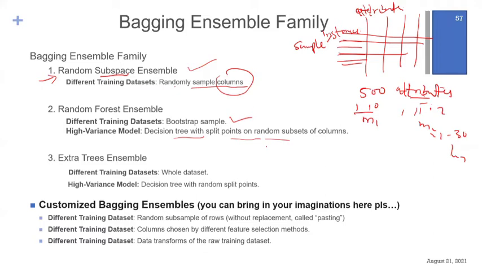This is where the name random forest came from. Random forest is a bagging algorithm that arises out of the combination of several decision trees. Because when you have a tree, this is a tree, this is another tree, when you have many trees, you have a forest.